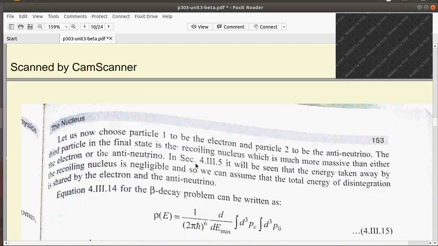Because of its large size, it does not carry much energy, because most of the momentum lies in its mass. Its velocity will be very small. On the contrary, because the electron and the antineutrino are light particles, they will carry the major momentum.